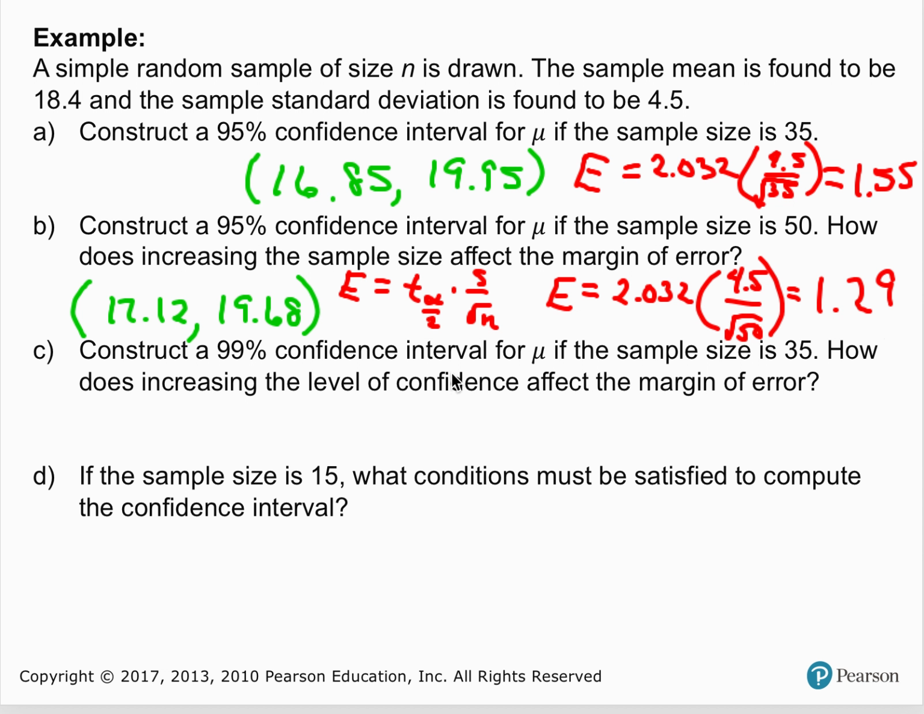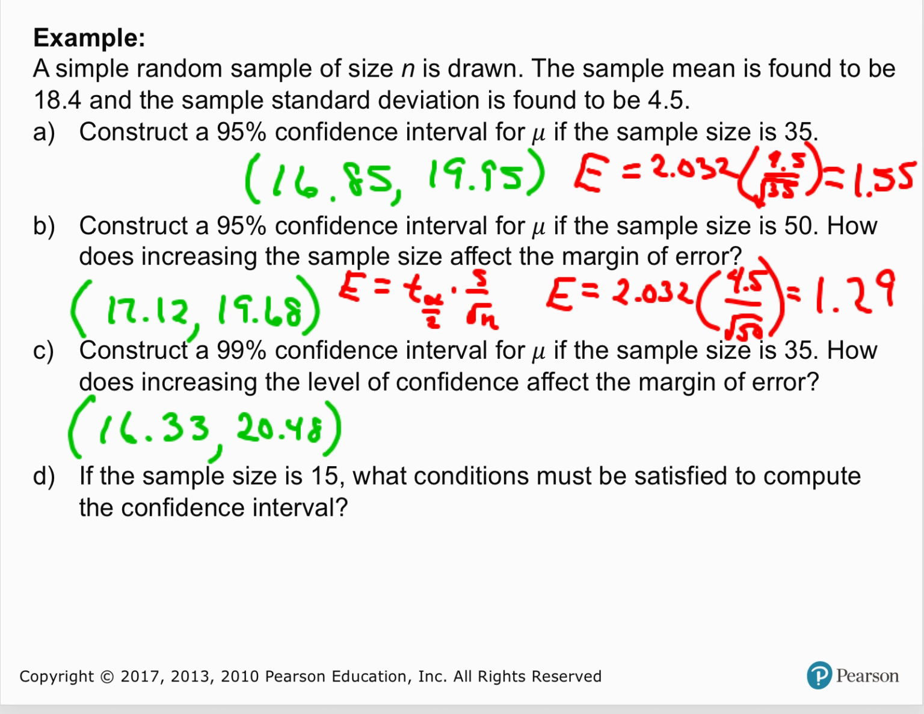Construct a 99% confidence interval for mu if the sample size is 35. All right, so let's go back into our stat, over to our test, and this time everything's the same. We're taking the sample size back to 35, but we're changing our confidence to 0.99. And we get 16.33 to 20.48.